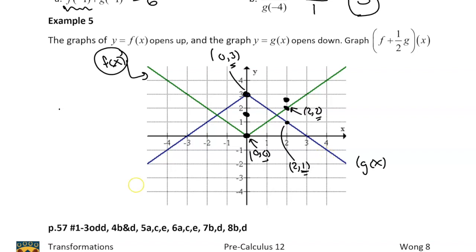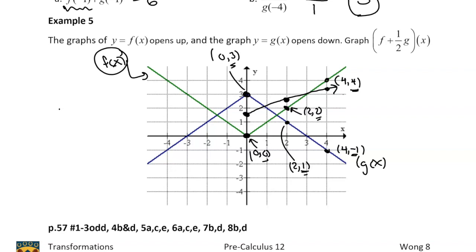Imagine what would happen, say, over here when you have something like an x value of 4. So if you have the point (4, 4), and then over here you have the point (4, negative 1), you're going to retain the exact same y value for your f of x function, and then you're going to half your g of x. So half of negative 1 is negative a half. 4 plus negative a half would make 3.5, and you'd be right here. And you should notice that the 3 points that you've formed so far make a line like that, and so you could join them.